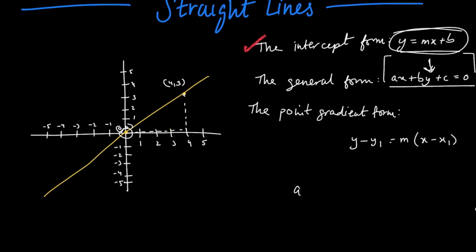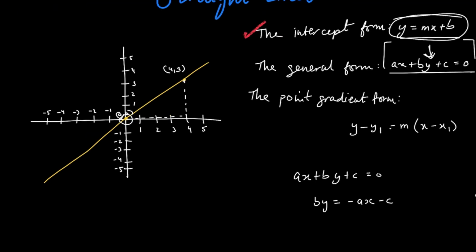So let's say we have ax plus by plus c is equal to 0. Now what we can do is try solving for y. So that would give us by is equal to minus ax minus c. And now if we divide by b, what we would get is y is equal to -a by b x minus c by b, where -a by b is our slope, which is m, and -c by b is our y-intercept, which is b.